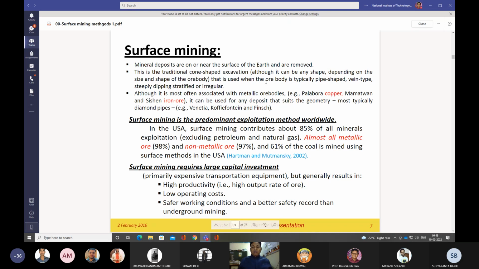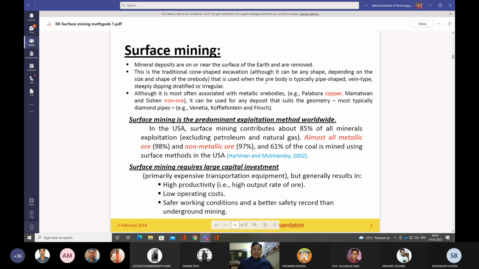Sometimes they are exposed to the surface, which are called your outcropping deposits. The surface of the earth and are removed very profitably. So then only you can go for surface mining method if the deposit is lying at a lesser depth, at a shallow depth. If the deposit is at a great depth, then you have to go for underground mining.